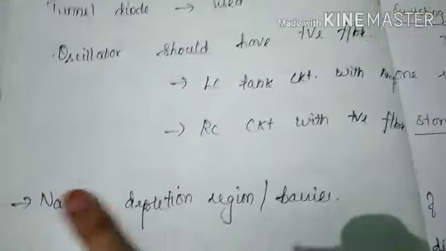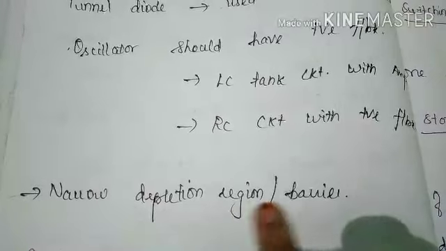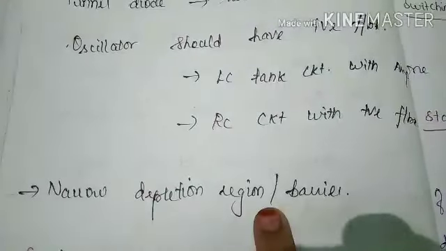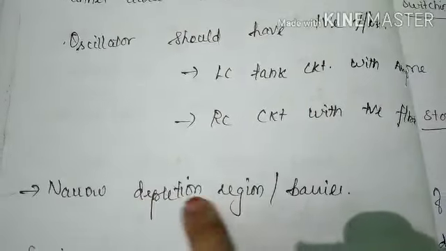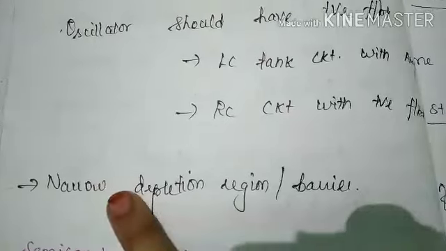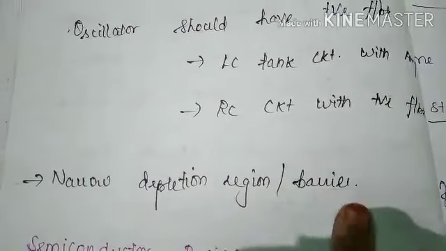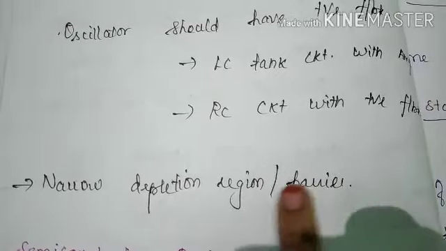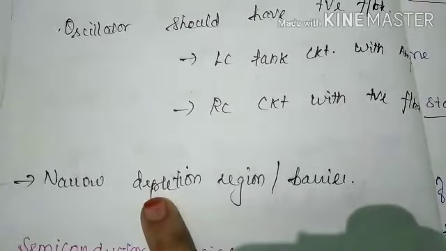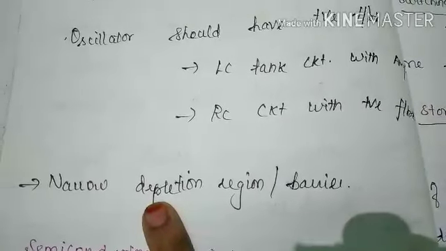Then, it has a narrow depletion region or narrow barrier. Why? Because it is a heavily doped diode, so it has a very small barrier width. So it has a narrow depletion region, and it is easy for the charge carriers to penetrate through the barrier. These are the important points regarding the tunnel diode.